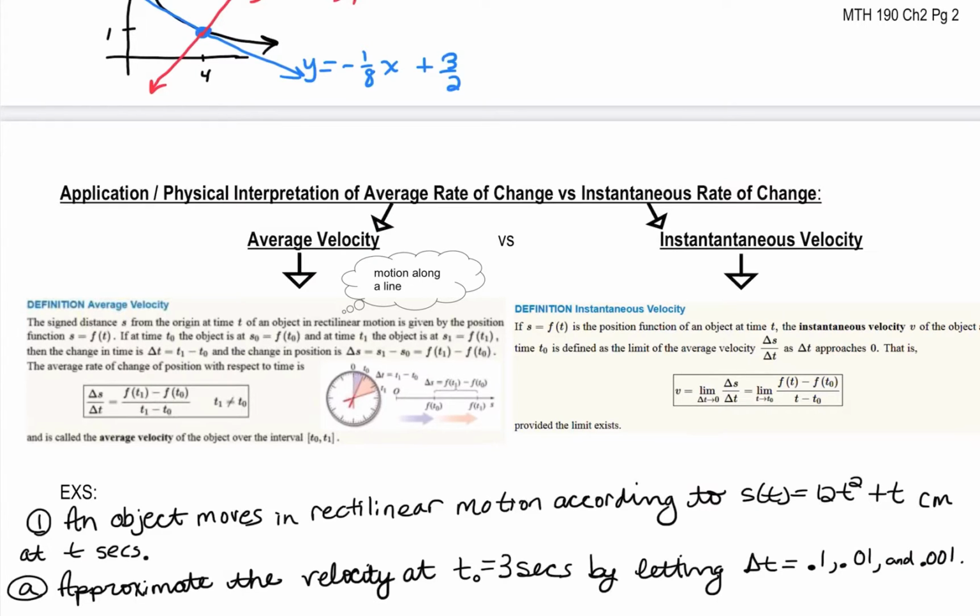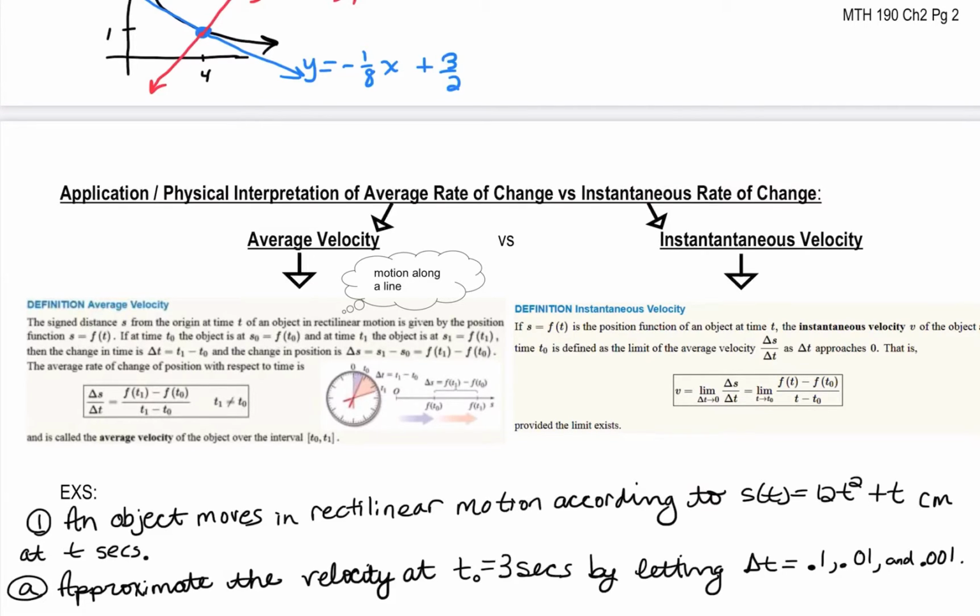So let's look at this example. An object moves in what we call rectilinear motion, so motion in a line, according to s(t) equals 12t squared plus t centimeters at t seconds. That's the distance that it has traveled, s(t), at t seconds. We want to approximate the velocity, so that's average velocity, but we're going to approximate the velocity at 3 seconds. That's really the point of interest of the problem, what we would have called c in the last set of examples we did.